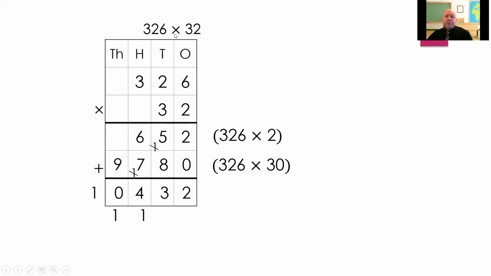Altogether then, 326 times 32 is 10,432. Well done if you've got that one right. That's tricky.